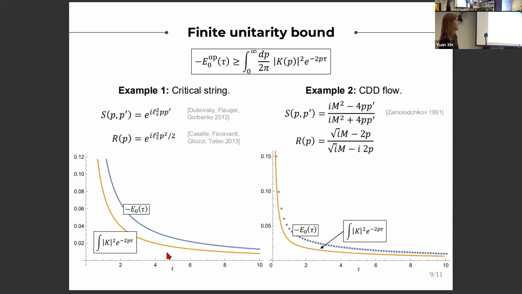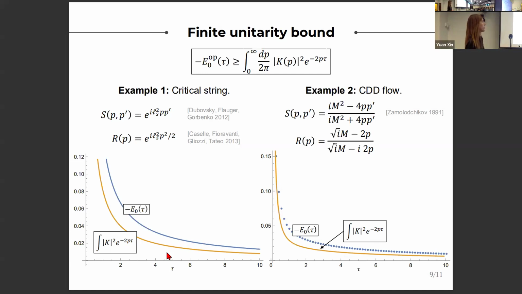And then another example that we checked is this one, which is a CDD flow, also an integrable case, where there's this S matrix obtained by Zamolodchikov. And these are matrices that we cooked up so that it's an integrable boundary for this. And again, these blue dots are the TBA result for the left-hand side, and the right-hand side is again bounded by this.